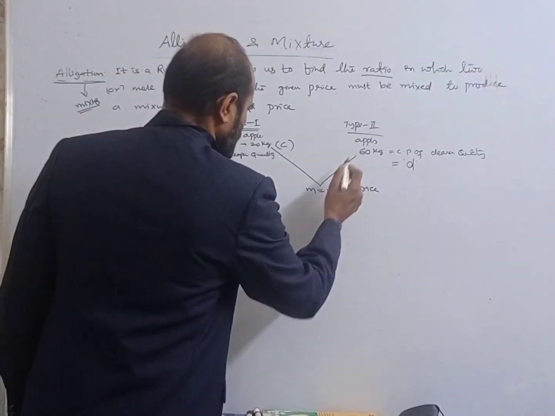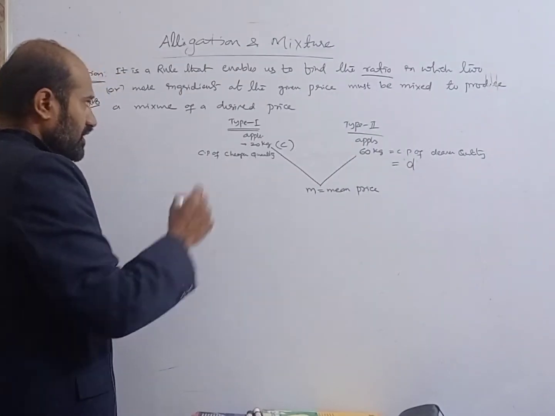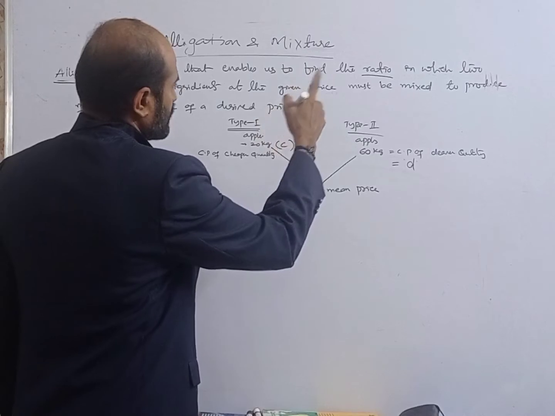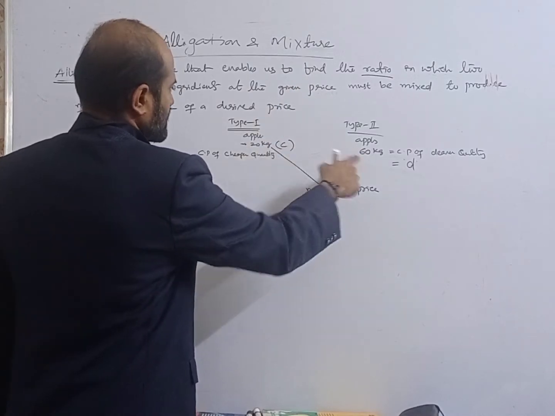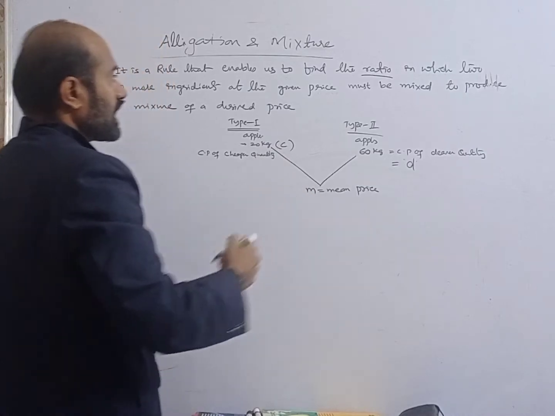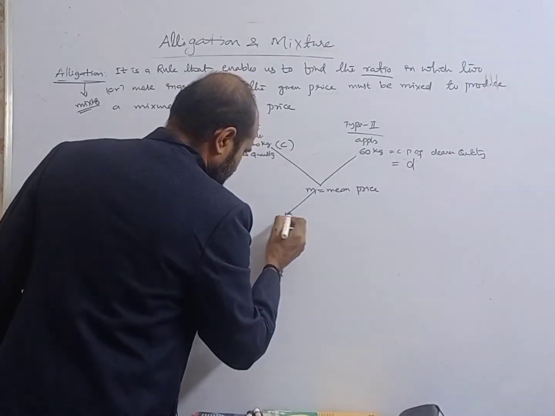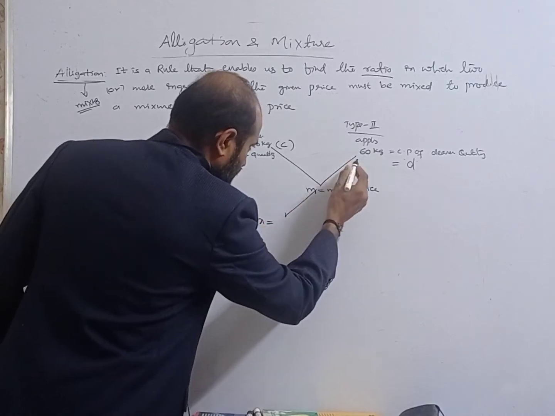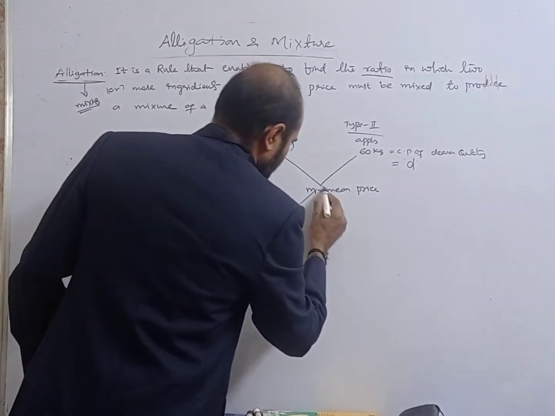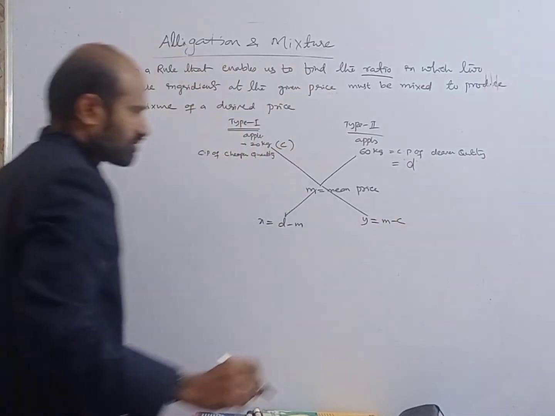Now if I mix these two, I will get the mean price M. If I want to find the ratio of the two ingredients, the ratio in which I have to mix these two, then I can take x equal to D minus M, and y equal to M minus C.